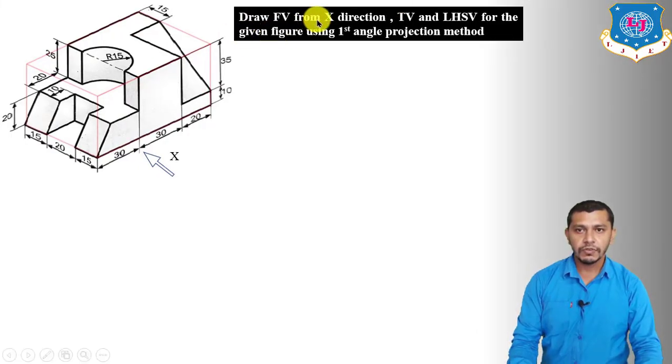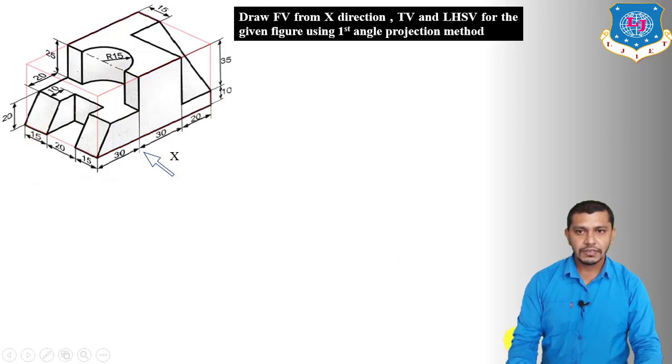So draw the front view from the X direction, top view and left hand side view for the given figure using the first angle projection method. So for this object, you have to draw the front view along the X direction, or observing the object from the X direction, the corresponding left hand side view and the top view of the object.